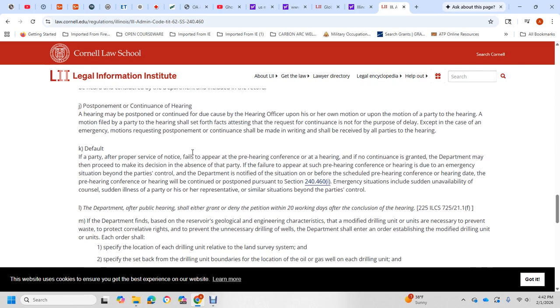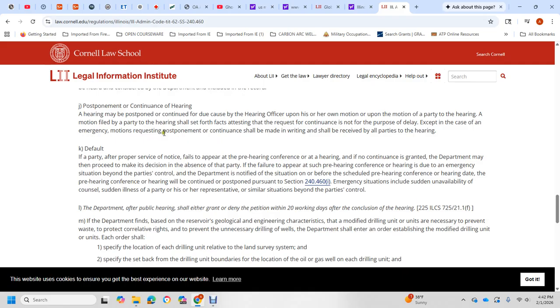Postponement and continuance of the hearing. A hearing may be postponed or continued for due cause at the hearing officer's own motion or on a motion filed by a party to the hearing. The motion shall set forth the facts attesting to the request and the purpose of the delay. Except in the case of an emergency, a motion for postponement or continuance shall be made in writing and shall be served on all of the parties to the hearing.